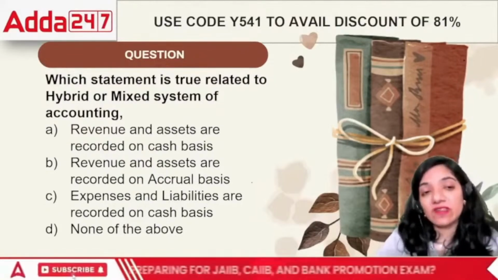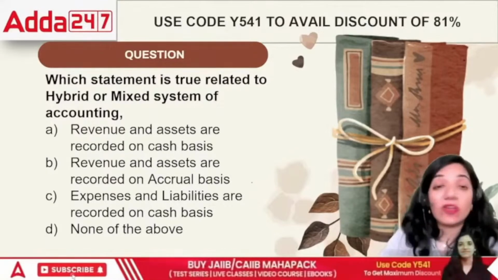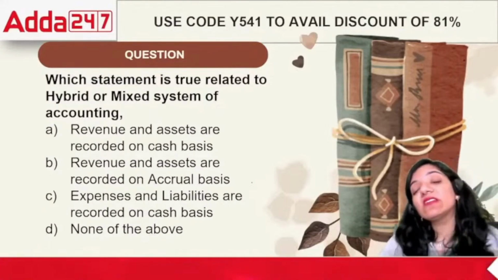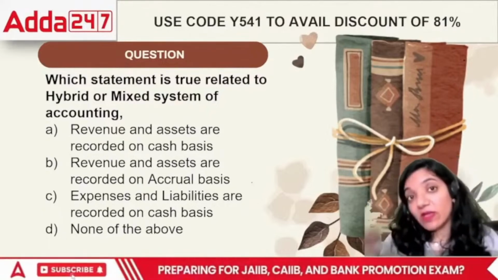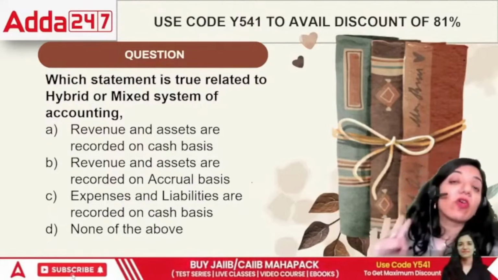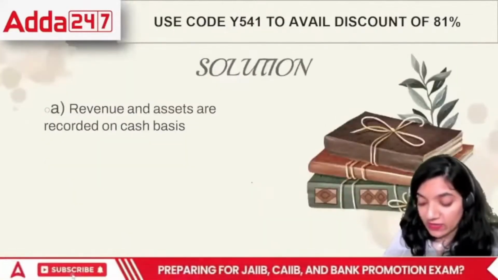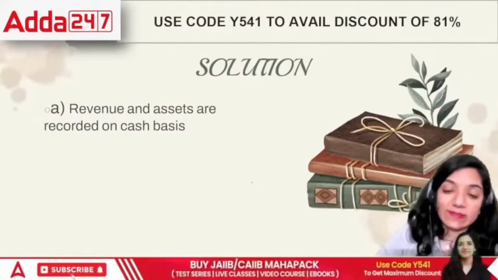See, in this, if I talk about the assets and revenue, till the time they are not actually in your hand, you cannot recognize them. In terms of expenses and liabilities, even if it is accrued, you'll note it down. That means if you are supposed to pay someone, you'll remember. If you are supposed to receive money, till the time you don't hold that money in your hand, you cannot record it in the books of accounts. So the answer would be that revenue and assets are recorded on the cash basis.